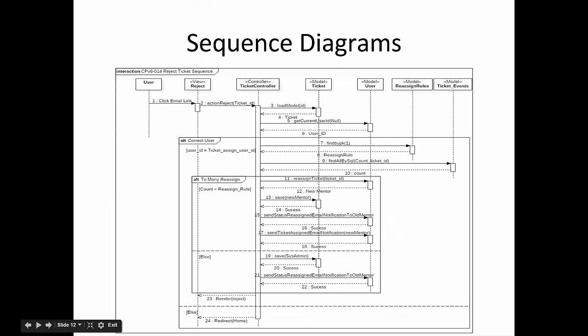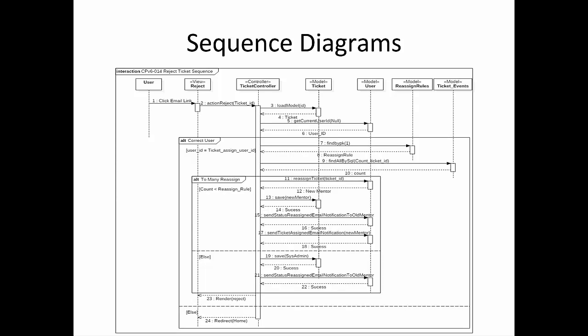The second sequence diagram I wish to present is the one where the user is able to reject a ticket through their email. The user, when they receive an email, is presented with a link. When they click that link, it loads up the view reject, which calls up the action reject in the ticket controller, which then loads the model to get the ticket from the model ticket.